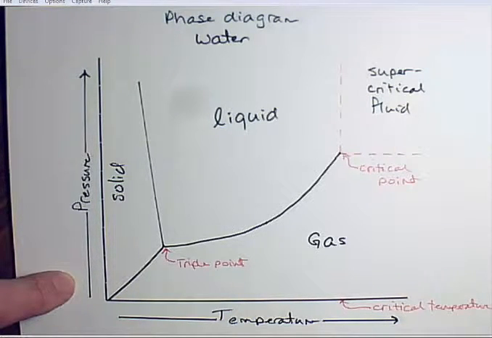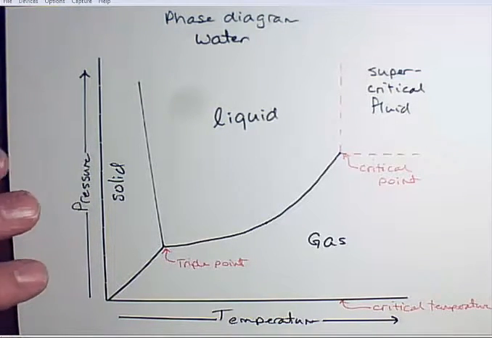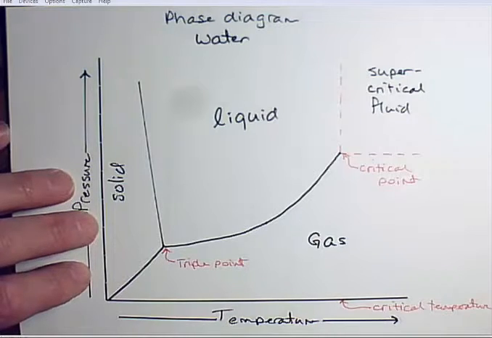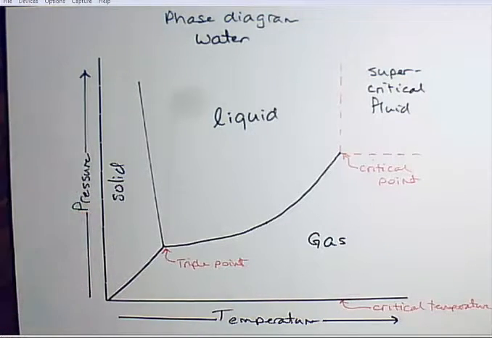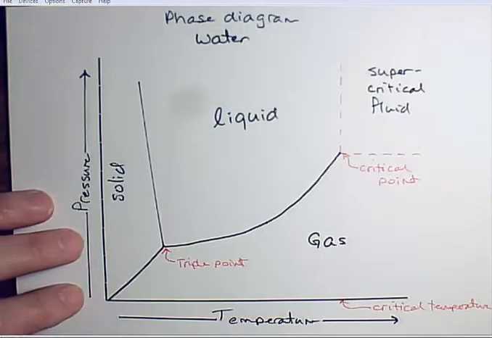Supercritical CO2 is used primarily to remove the caffeine from coffee and tea. So if you drink decaffeinated coffee or decaffeinated tea, then somebody used supercritical CO2 for that purpose.